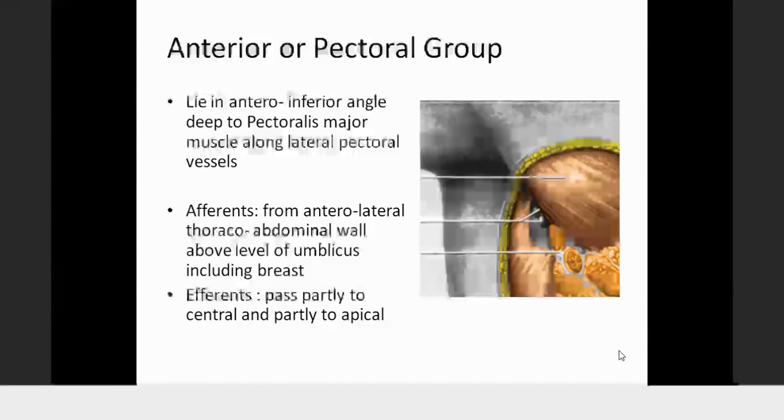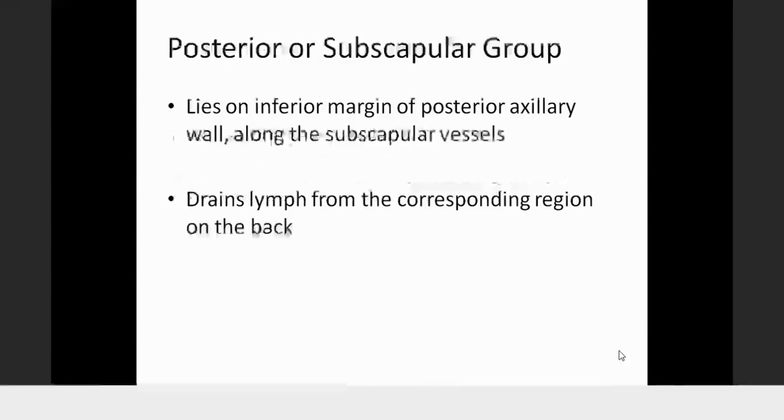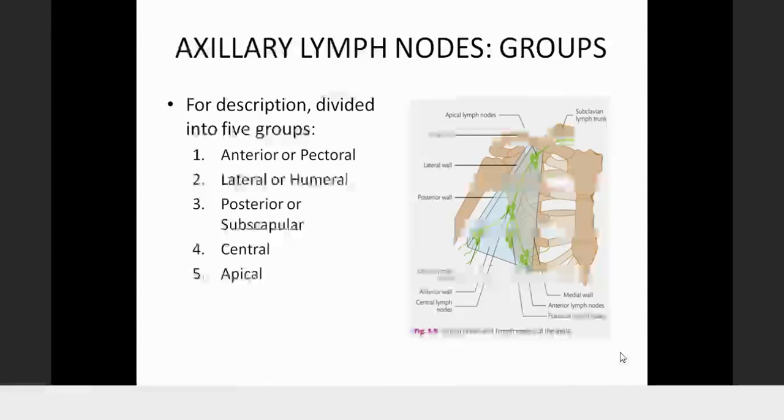Ma'am, please repeat the name of the axillary lymph nodes. Okay, the groups. Yes, ma'am. So these are the groups: the anterior or the pectoral group, the lateral or the humeral group, the posterior or the subscapular group, and the central group, and the apical group. These lymph node groups are present in the axilla. Okay. Okay, ma'am. Thank you, ma'am.